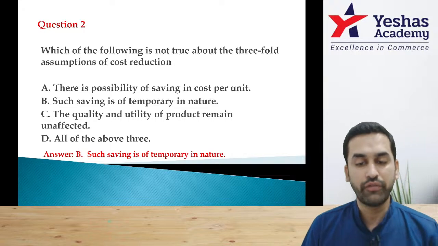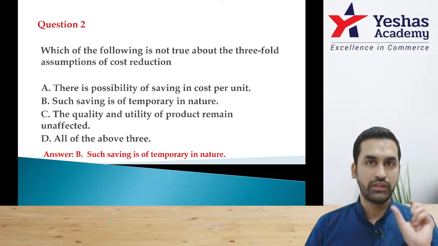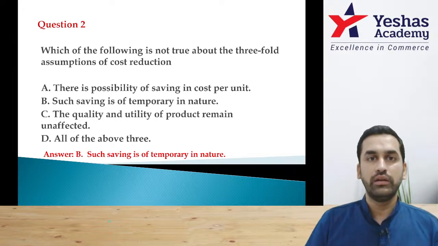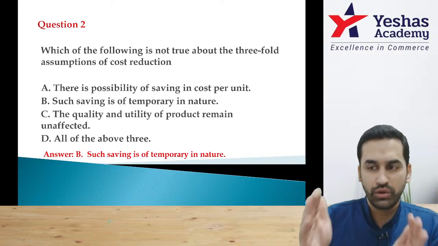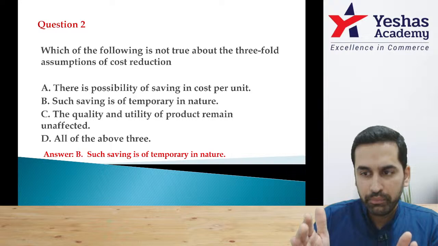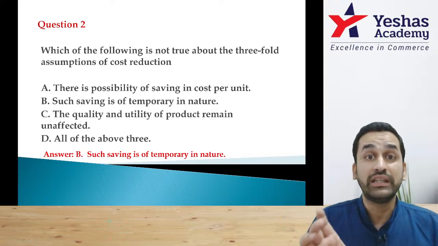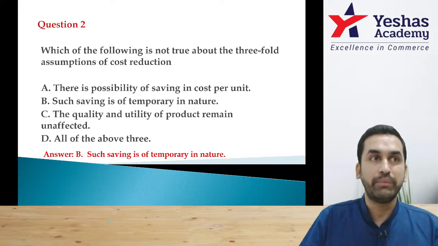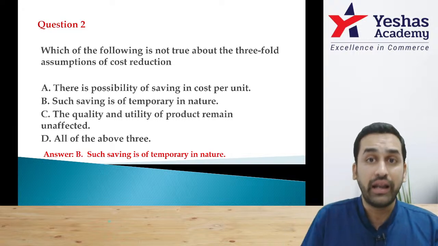Such saving is of temporary in nature. This is wrong. Let me quickly explain this in 1 minute. In cost control, you can say, look, we are in January month. For the month of February, we should keep our electricity bill below 10,000. Do anything possible, keep it below 10,000. This is cost control. But in cost reduction, in January, if my bill is 10,000, in February, I will try to reduce it at least by 1 rupee, 9,999.